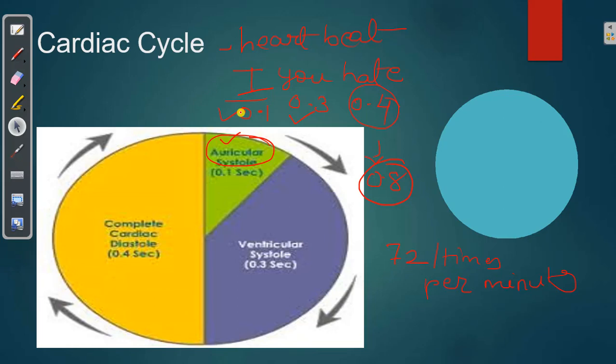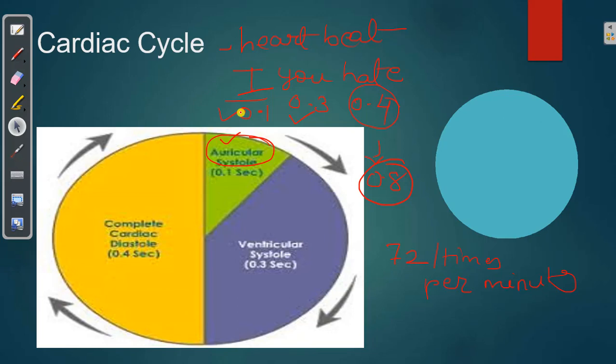And yes, you are right here. Both the auricles will contract. The deoxygenated blood from the right atrium will go into the right ventricle, whereas the oxygenated blood from the left atrium will go into the left ventricle simultaneously. It is not that first the deoxygenated blood will go to the lungs and then the oxygenated blood will go to all parts of the body. No, it is happening simultaneously.